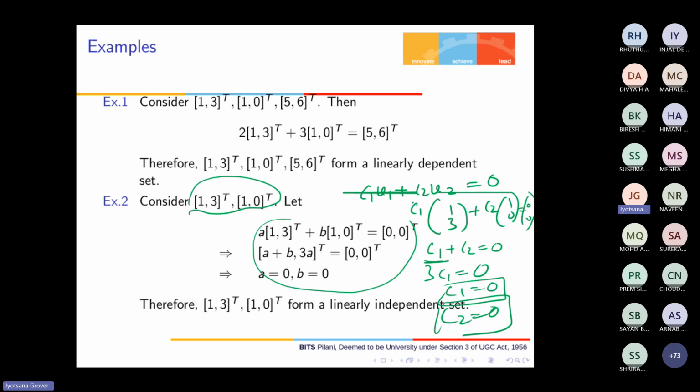Actually, it's a unique solution, but both are 0. See, both are 0. This is 0, this is 0. So that means they are linearly independent. That's it.